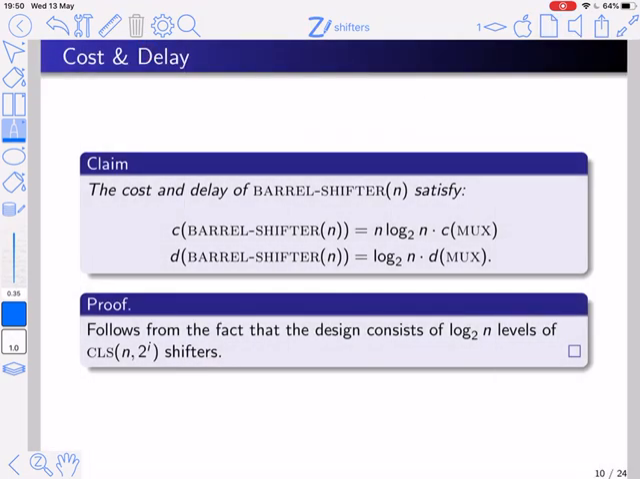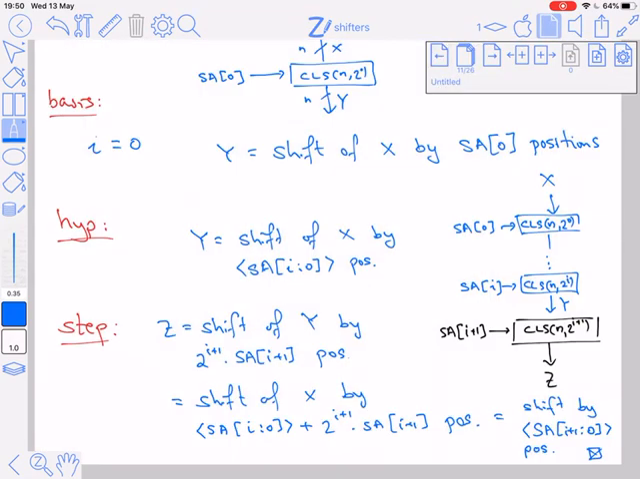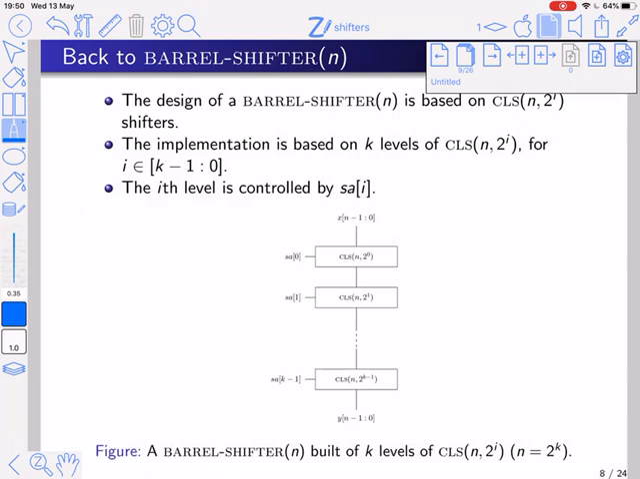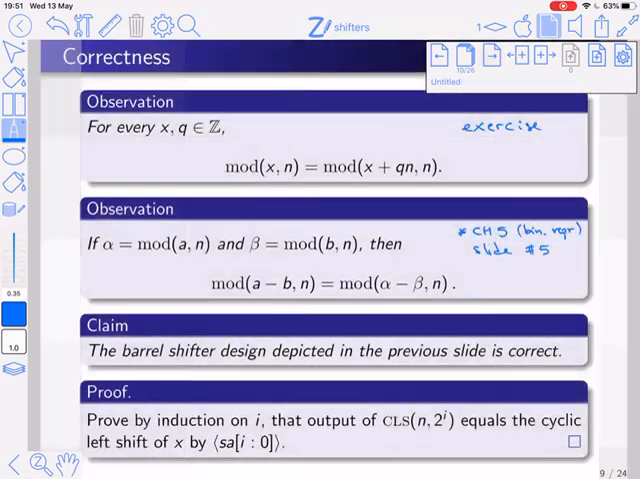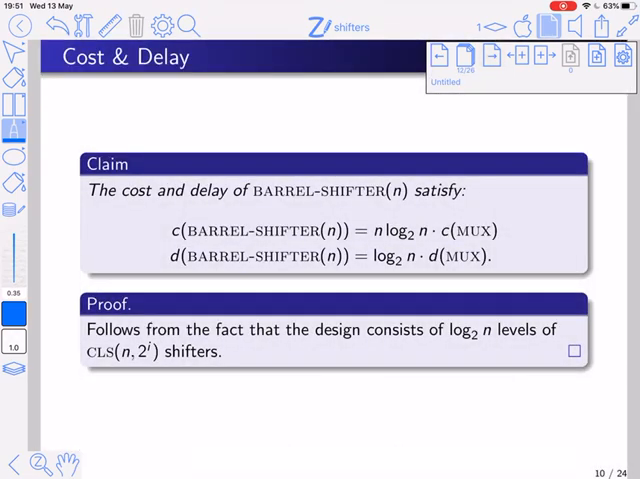What is the cost and the delay of our circuit? Let's go back and see the implementation. The implementation consists of a cascade of k CLS circuits of width n. Each such CLS has n muxes, so we have here log n stages with n muxes, so the cost is n times log n times the cost of a mux, and the delay is just the sum of the delays of the cascade. Each stage has a delay of 1 mux, so in total the delay is k times the delay of a mux, or in other words, it is log n times the delay of a mux.